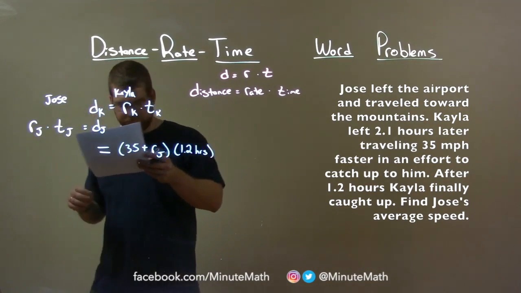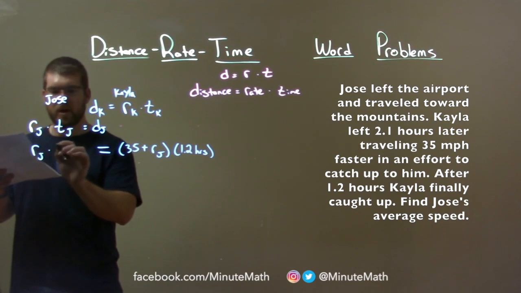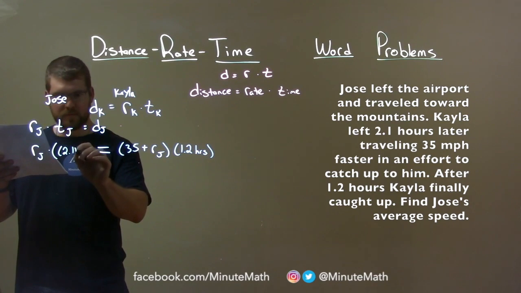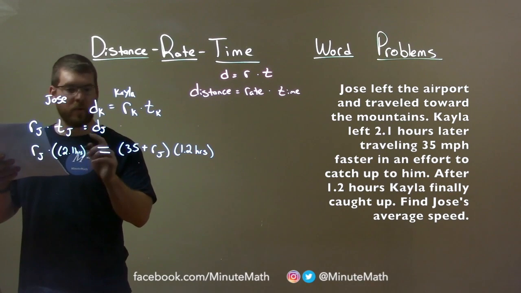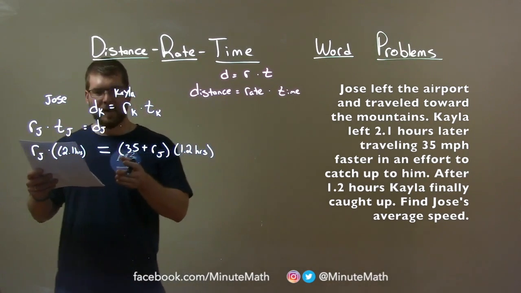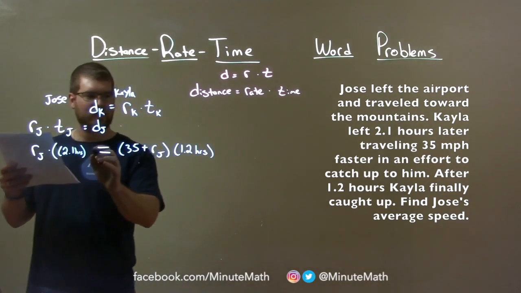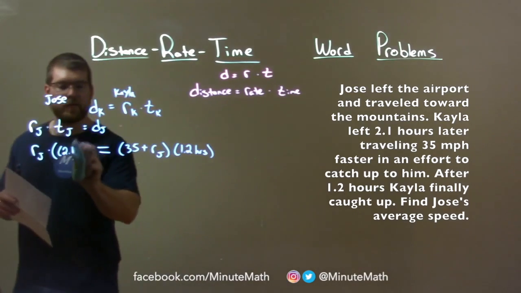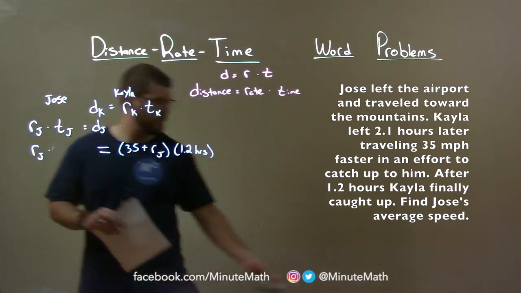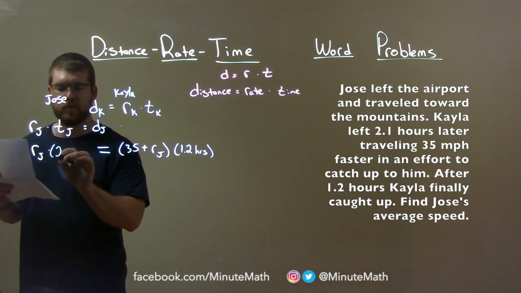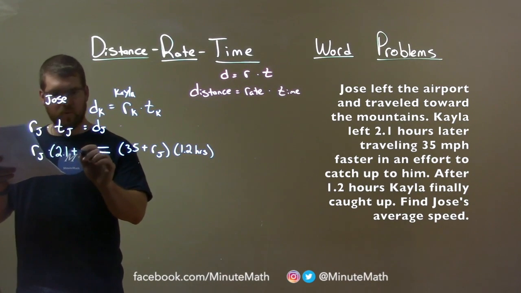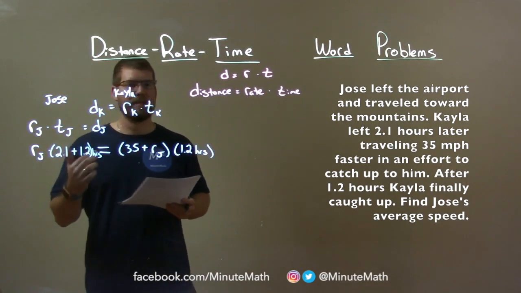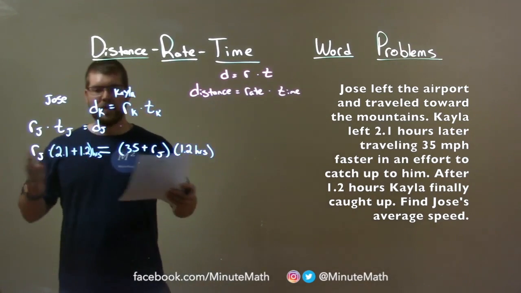Josie, on the other hand, we don't know Josie's rate, but Josie traveled a total of 2.1 hours plus the 1.2 hours. So he was traveling 2.1 hours, and then Kayla left and after 1.2 hours, she caught him. I'm going to put a plus sign there, and of course I didn't give myself enough room, so I rewrite that as one statement: 2.1 plus 1.2 hours. That's when they covered the same ground.